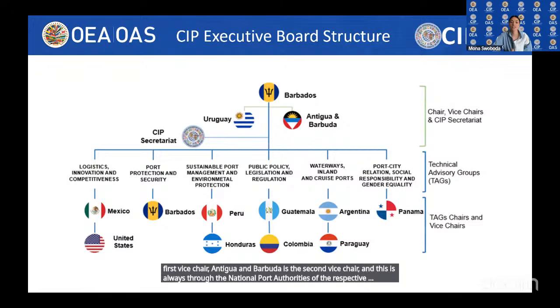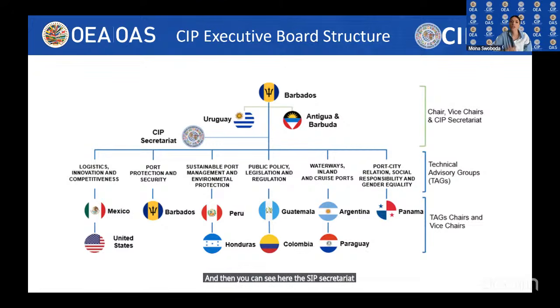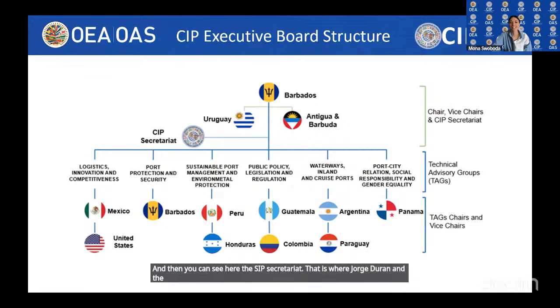And then you can see here the SIP Secretariat, that is where Jorge Duran and the team sits in Washington, D.C. at the OAS headquarters. And then you can see here further at the bottom of the screen, the technical advisory groups, or TAGs as we call them. Those are the 6 priority areas that the SIP works on.